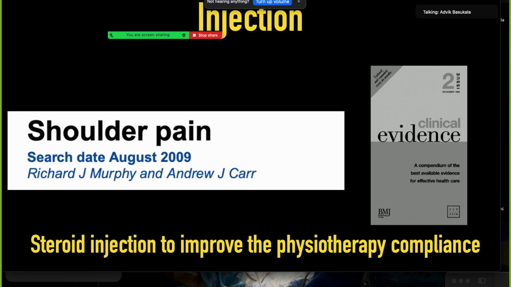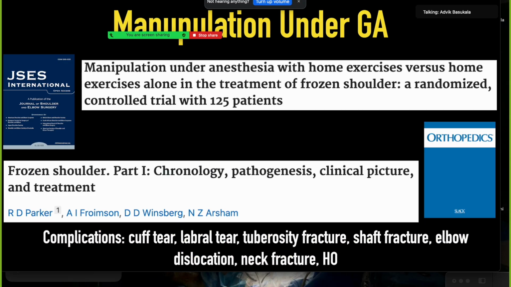So injections, we give injection to the patient as a treatment modality, but it is not. Actually, injection is given so that the patient can comply with the physiotherapy. It is the physiotherapy, it is stretching which cures this frozen shoulder condition. This helps to jump from one stage to another, the stage is skipped. And steroid injection is given only to help the physiotherapy compliance.